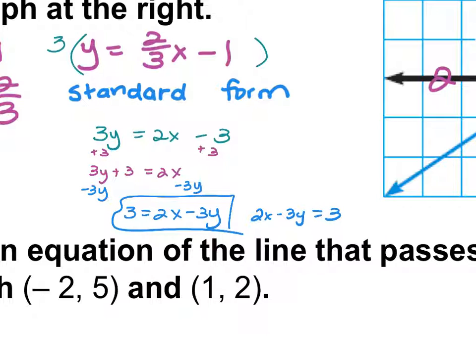Questions on that one? So again, pay attention because it would stink to get a question wrong because it's in the wrong form because you didn't read the instructions. So unless it says otherwise, it's slope-intercept form, y equals mx plus b. If it says standard, then you're going to get in standard form.